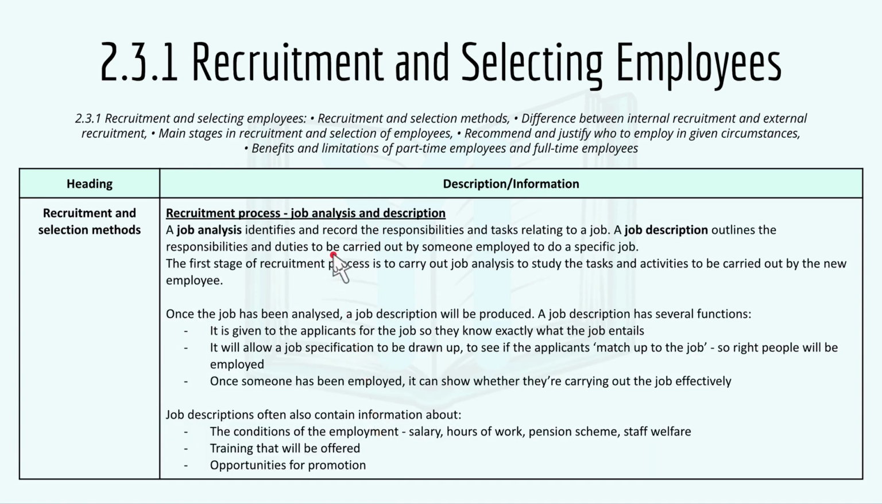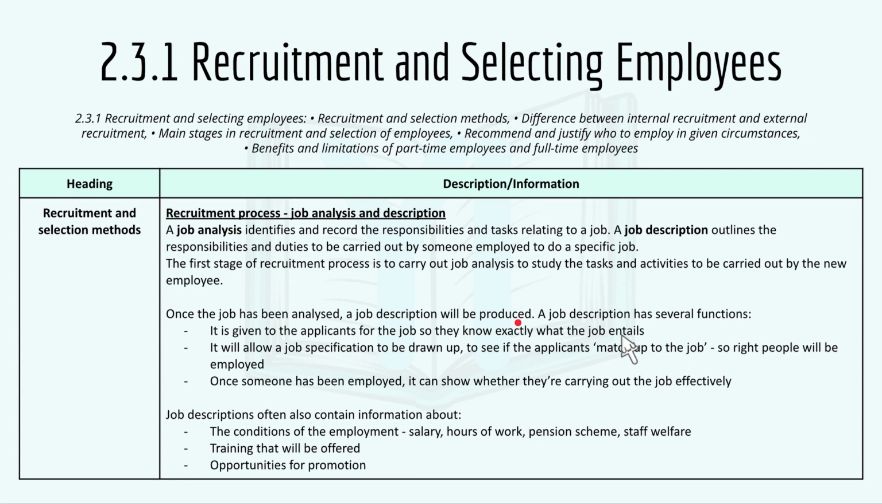Then we have the recruitment process, job analysis and job description. I will skim through this. Basically, job analysis identifies and records the responsibilities and tasks relating to a job, and the job description outlines the responsibilities and duties to be carried out by someone who is employed to do a specific job. The first stage of the recruitment process is to carry out a job analysis to study the tasks and activities to be carried out by the new employee. And once the job has been analyzed, a job description will be produced.